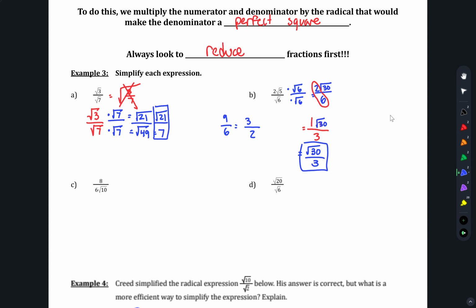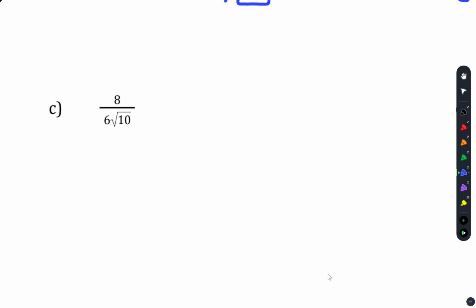Okay, I know this feels like a lot. Let's take a look at C. We always want to reduce first. Things on the inside of a radical can reduce with each other. Things on the outside of a radical can reduce with each other. There's only one radical, so that can't be reduced. But this 8 over 6, can that be reduced? What does that reduce to? We just talked about this. 4 over 3. We can divide both things by 2. So let's rewrite this as 4 over 3. That radical 10 has just got to hang out there.